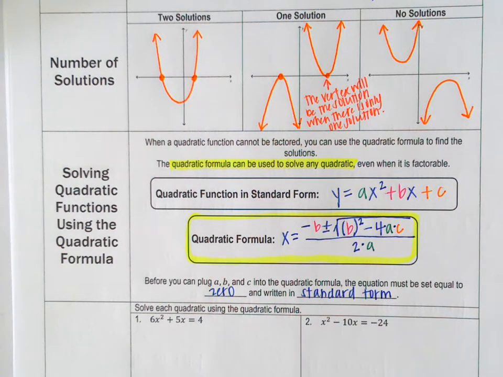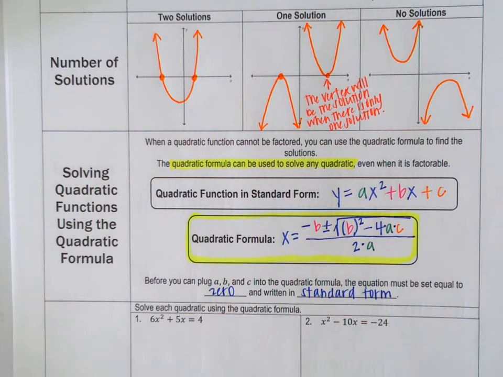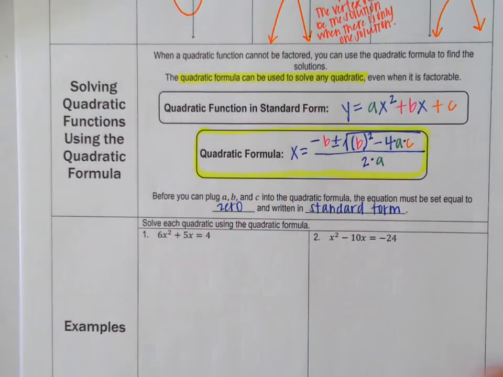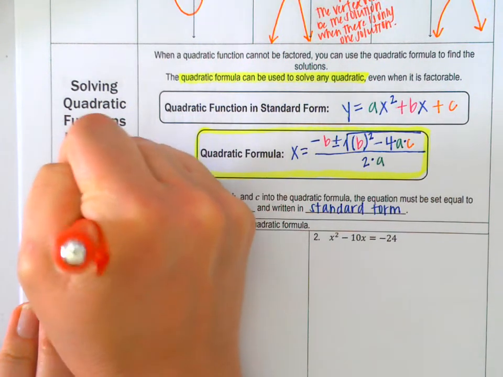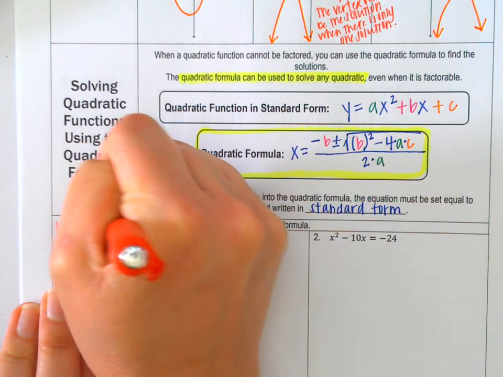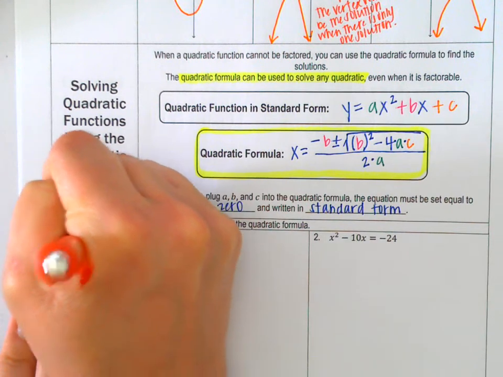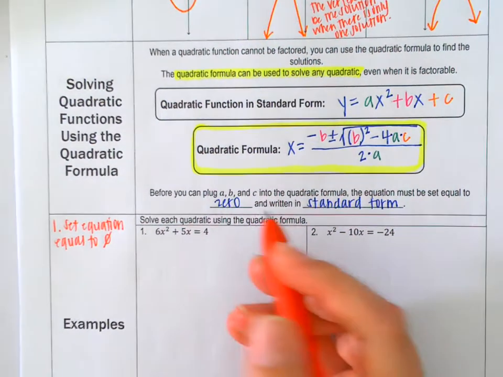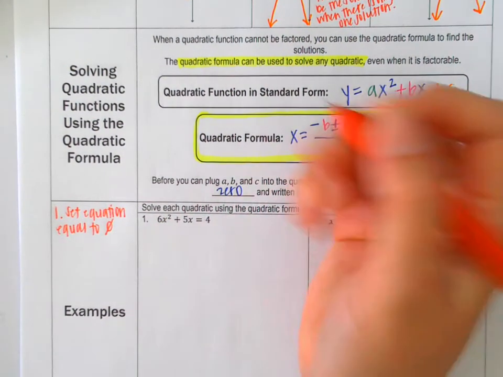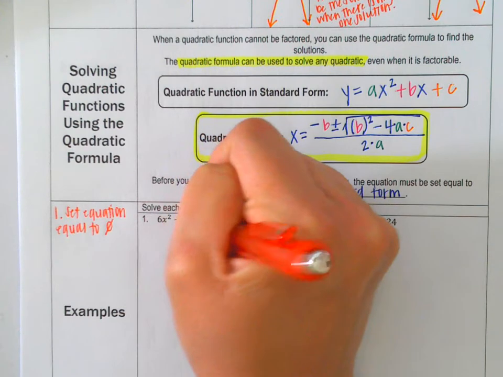Okay, so let's get into our examples. Our first example says 6x squared plus 5x equals 4. Your first thing that you always want to do is make sure the equation is set equal to 0. So we have to move this 4 to the other side of the equation. It's a positive 4, so I'm going to subtract 4.